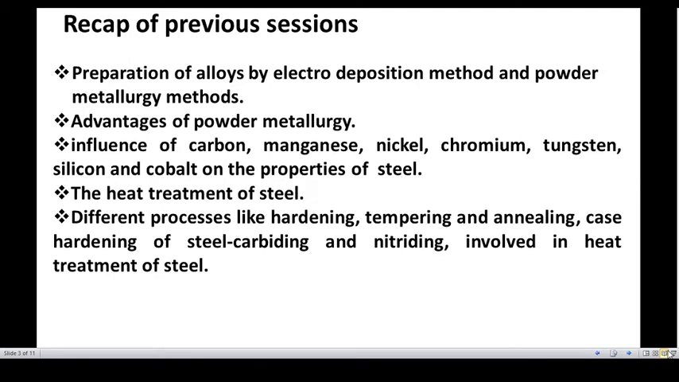In our previous sessions, we had a discussion on the preparation of alloys by electrodeposition and powder metallurgy methods, advantages of powder metallurgy, influences of various elements on the properties of steel, and heat treatment of steel, and different processes in the heat treatment like hardening, tempering, annealing, case hardening, etc.